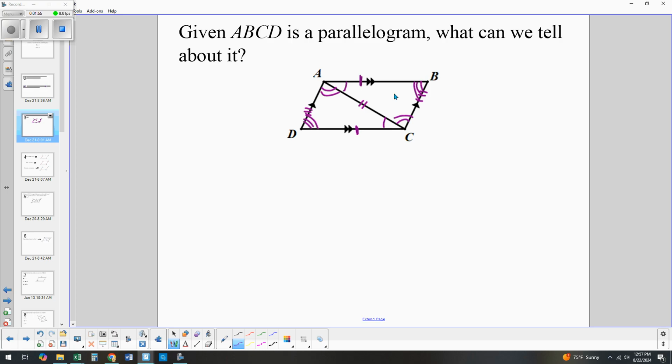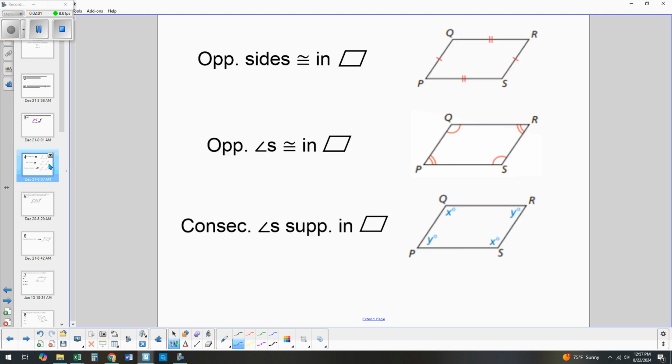If I had drawn my diagonal this way instead of having angle B and D, I would have had angle A and C match. So that's three properties so far. The opposite sides are congruent in a parallelogram. The opposite angles are congruent in a parallelogram. And the consecutive angles are supplementary in a parallelogram.